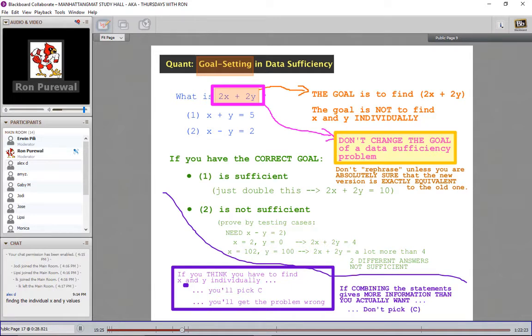Give me a smiley face if that makes sense. This is the single biggest giveaway that you're dealing with this kind of problem. If you put the statements together and you get exactly the goal that you want and nothing more than that, then you pick C. But if you wind up with anything that's more specific, don't do it, guys. We're trying to get you.